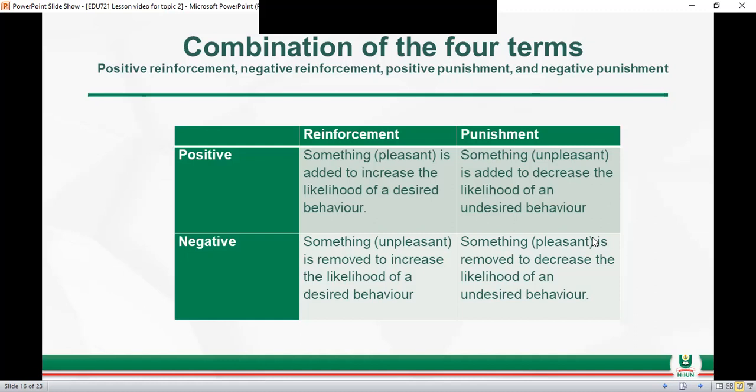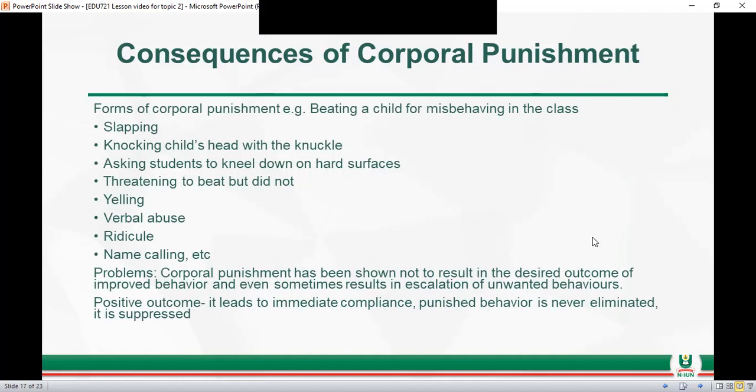Okay, so like I said, the one I told you to hang on to, that is the positive punishment aspect. I said in a more familiar term, we call it corporal punishment. Corporal punishment is a common practice in many Nigerian classrooms and even in homes.